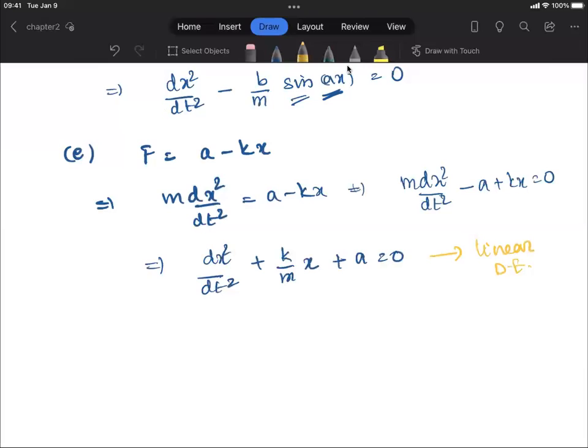However, this is not a homogeneous equation because you have a constant here. However, if A is equal to 0, then it will become homogeneous. But we don't know what A is, and if A is a non-zero constant, then this equation is definitely a linear differential equation, but it's a non-homogeneous linear differential equation.